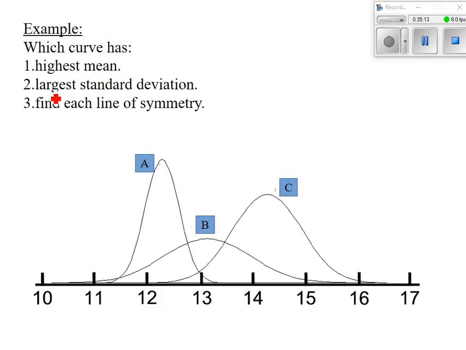On these three, which one has the largest mean? C. Which one has the largest standard deviation? B, because it's flatter. Line of symmetry. Where would the line of symmetry be on A? About 12.3 maybe? Where would it be on B? About 13, somewhere a little more maybe. The line of symmetry just goes straight down through there. And that line of symmetry is also your what? That's your mean.